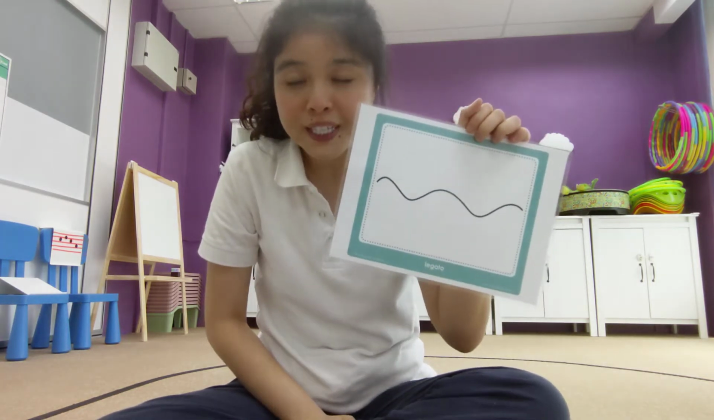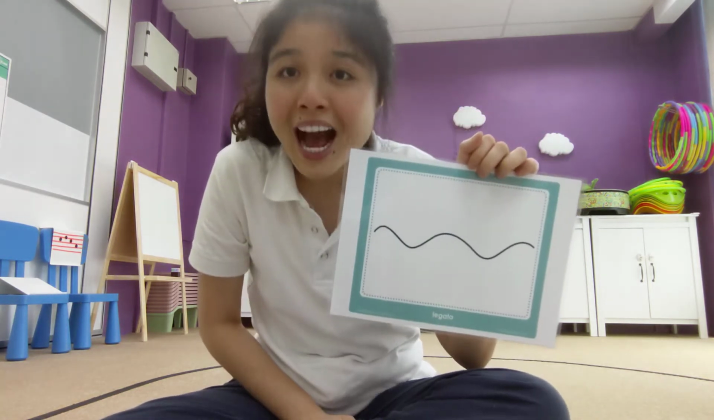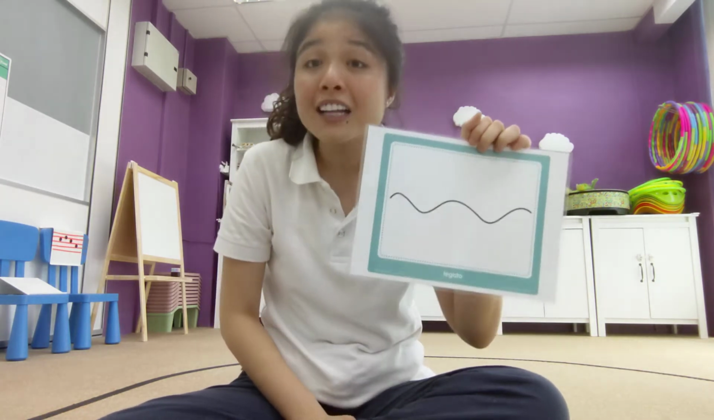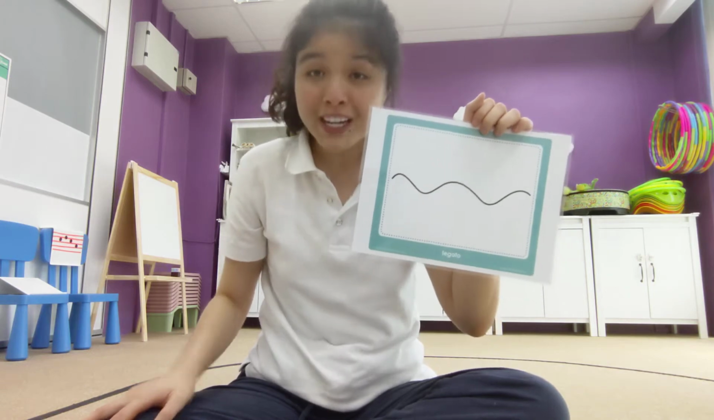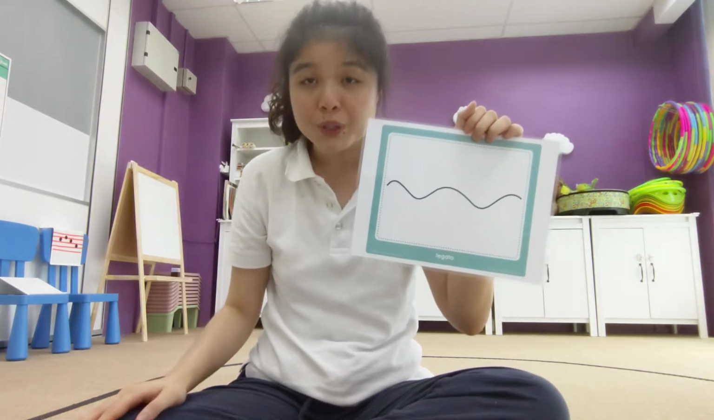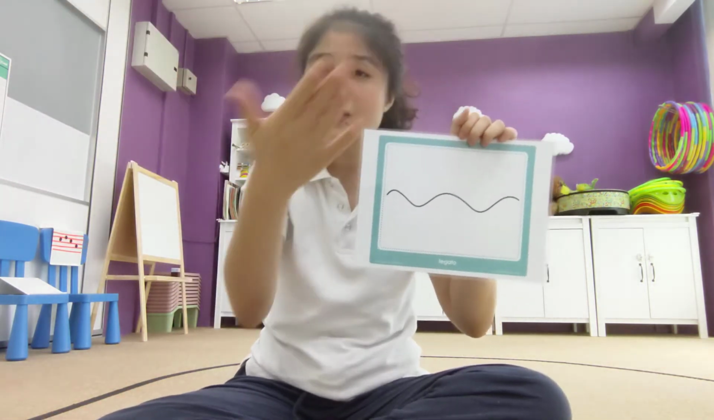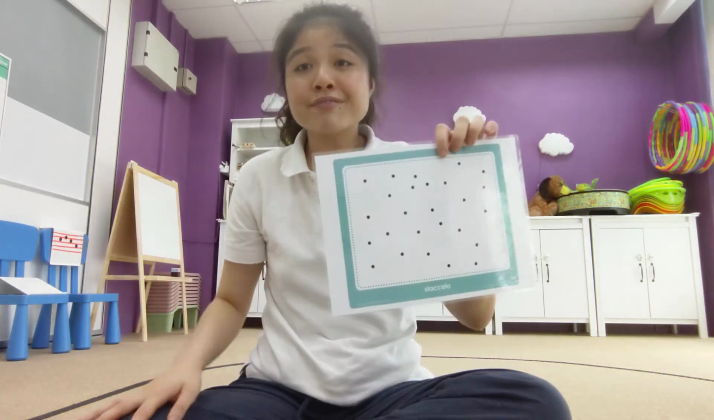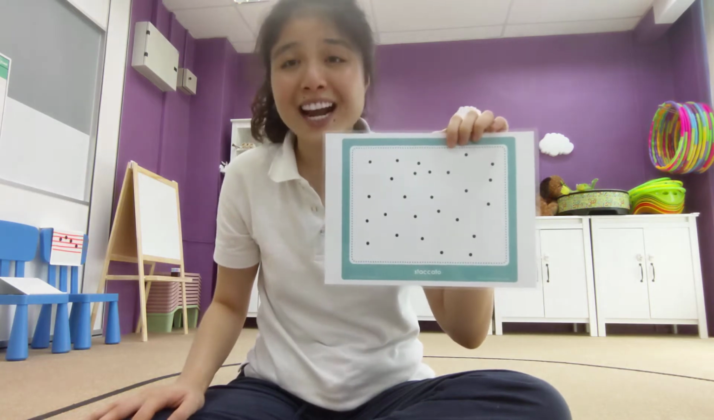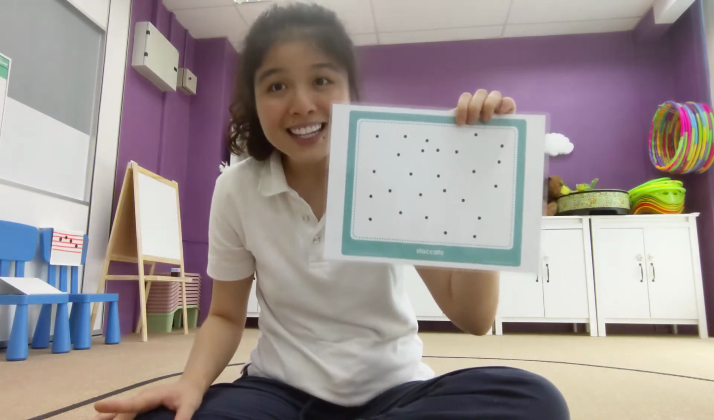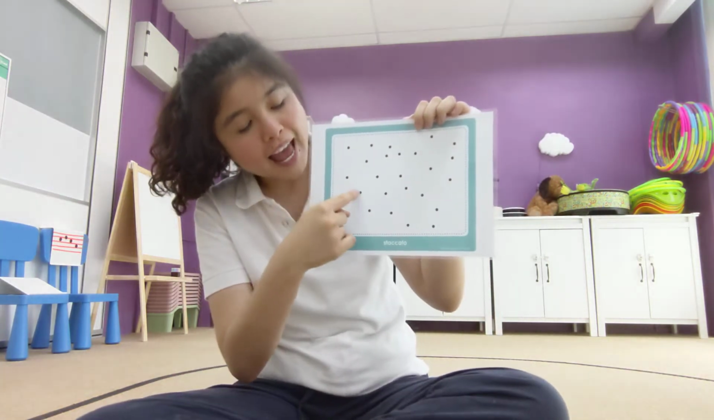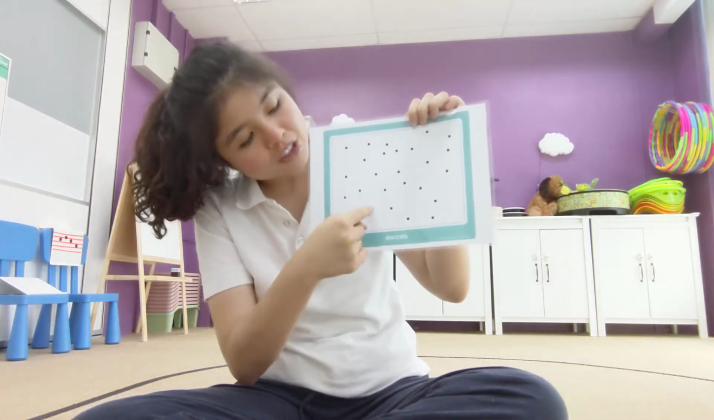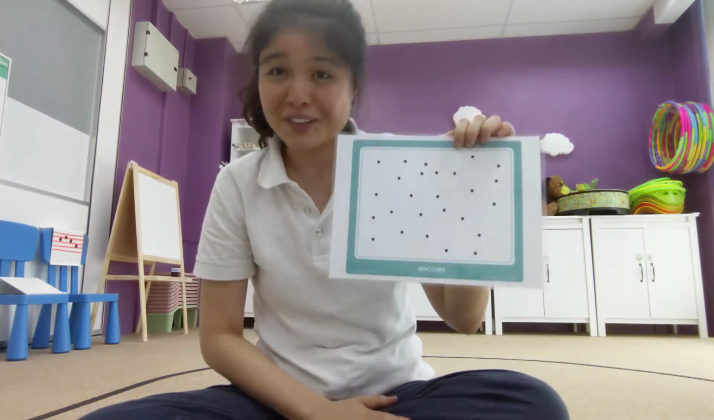Long and smooth music, we call it legato. Legato. Could you say it with me? Legato. It's long and smooth music. In music, when the music is fast and short, we call it staccato. Staccato. Could you say it with me? Staccato. Short and fast. Very nice.